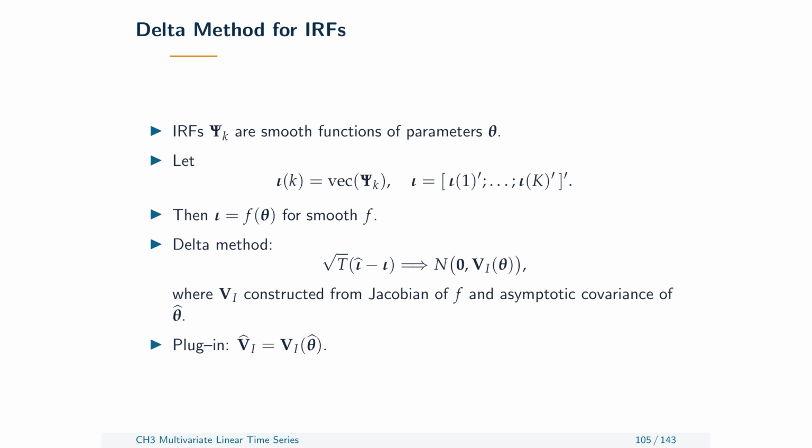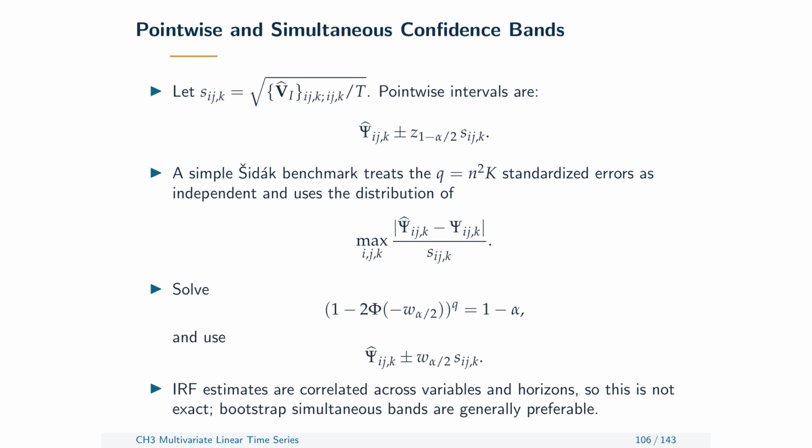Impulse responses are nonlinear functions of estimated parameters. The delta method propagates the coefficient covariance through the response recursion to produce approximate normal pointwise intervals. Responses at different horizons are correlated, so simultaneous coverage for an entire path requires wider bands than separate pointwise intervals.